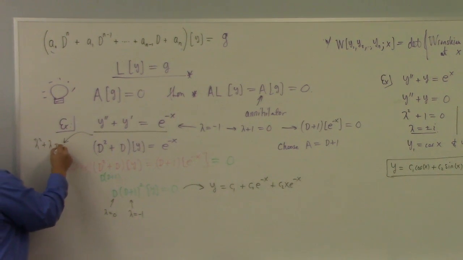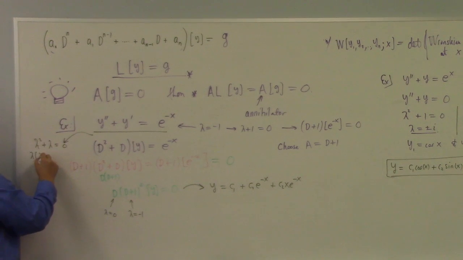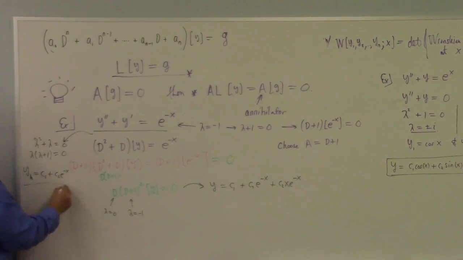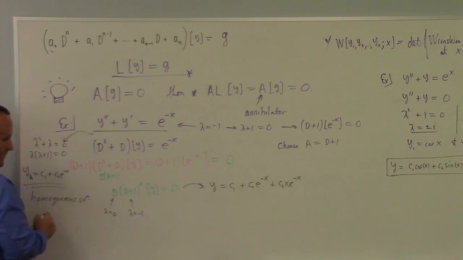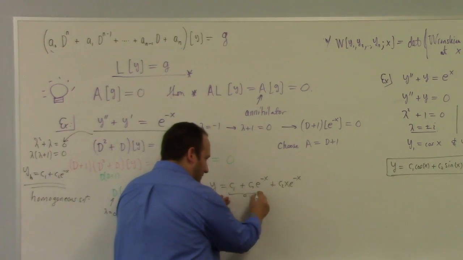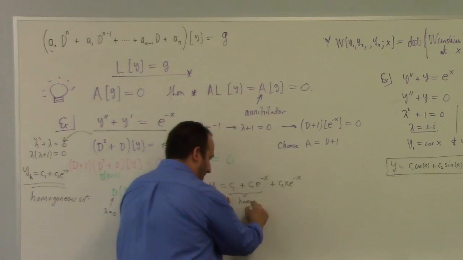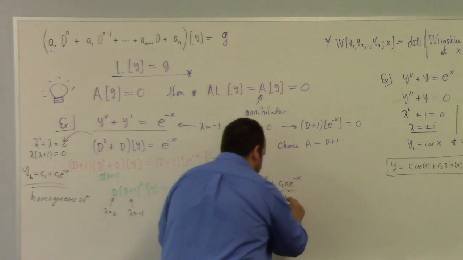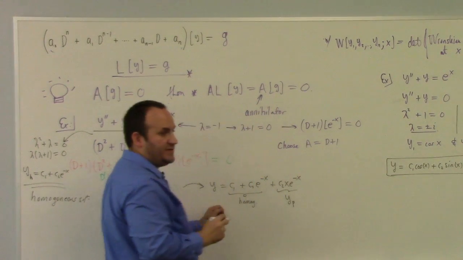You have lambda squared plus lambda equal to 0, so lambda times lambda plus 1 equal to 0. So my homogeneous solution, y sub h as we sometimes call it, is c1 plus c2 e to the minus x. This piece is the homogeneous solution, and whatever's left is the correct template for the particular solution.